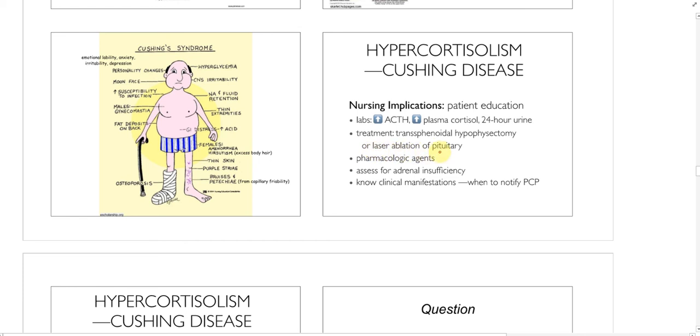We could also do a laser ablation of the pituitary gland. I haven't heard much about what the long-term effects are, or how many hormones you'd probably have to take just to maintain the efficiency and the work of the pituitary gland. This sounds like it'd be horrible overall. We can also use pharmacologic agents and would need to afterwards to maintain hormone levels. And then we would need to assess adrenal insufficiency over time, since having hypercortisolism can produce adrenal insufficiency. And then know the clinical manifestations if your drug regimen after treatment is not effective.